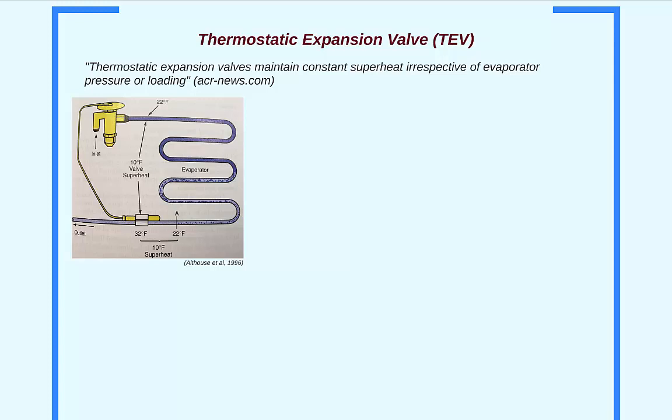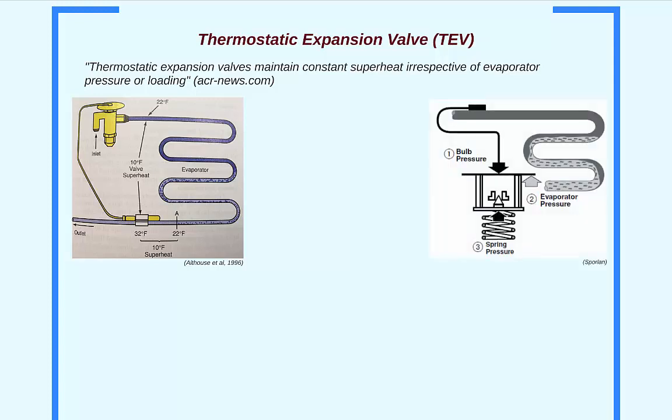Now, while our goal is to control superheat, we accomplish this by a combination of pressures acting on the valve. I will explain how superheat and pressure are related, but first let's look at the pressures acting on the thermostatic expansion valve. There are three pressures acting on the valve: the sensing bowl pressure, evaporator pressure, and spring pressure. These three pressures exert three forces on a diaphragm located at the top of the thermostatic expansion valve. When the diaphragm moves, the valve opens and closes. As the valve opens and closes, the refrigerant flow rate changes.